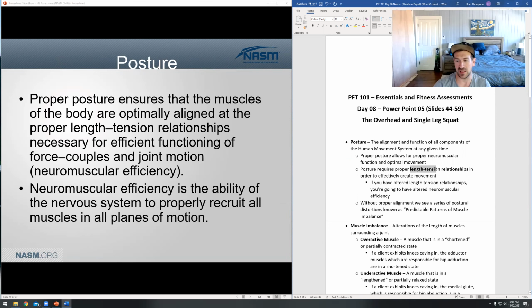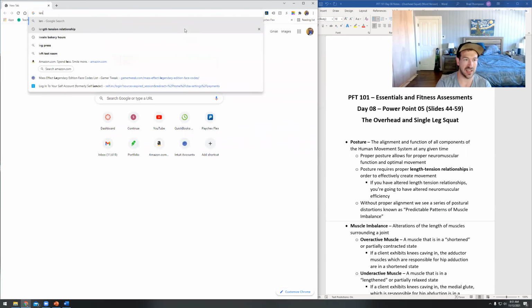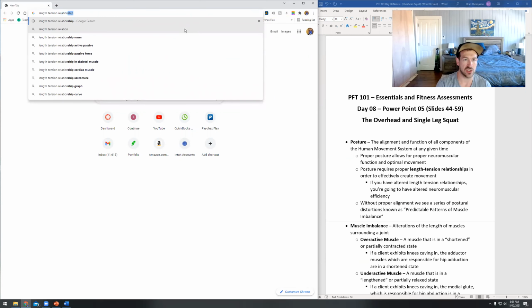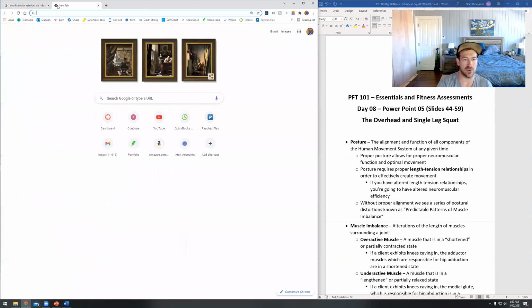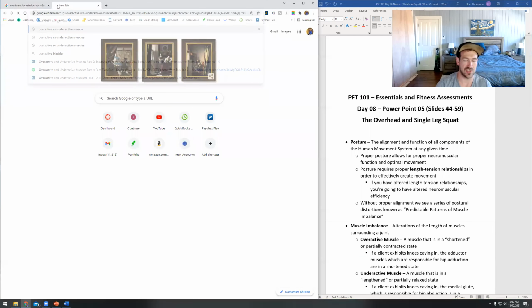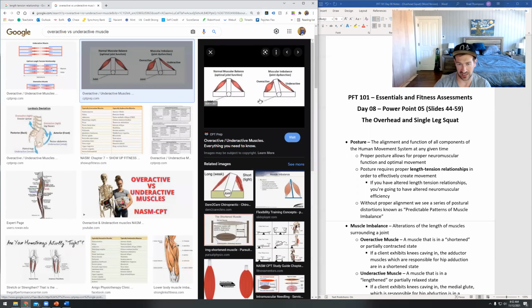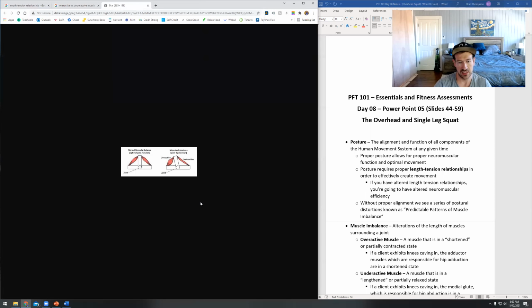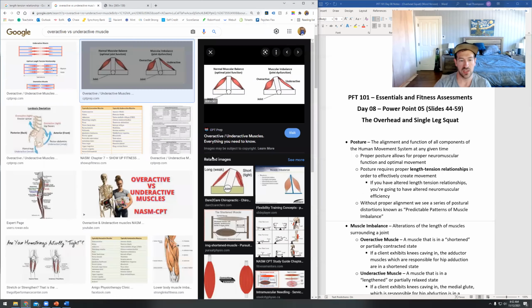We are talking about these ideal length tension relationships, right? This is what we were drawing on the whiteboard. If we zoom out and look at an overactive versus an underactive muscle, it looks like this: this is how the posture is being drawn in directions it's really not supposed to go. This muscle's pulling too much and this muscle's not pulling enough.